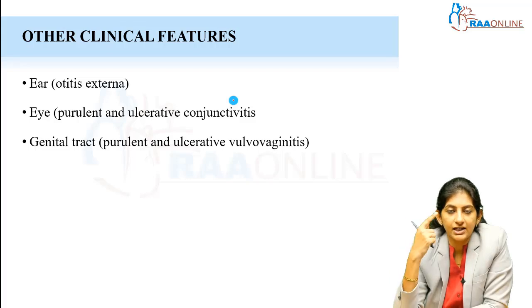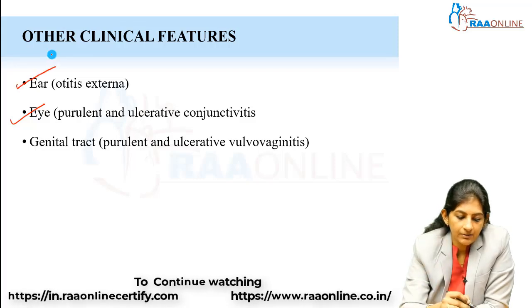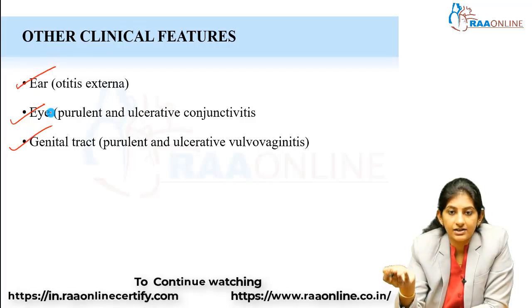And the other clinical features, as I already told you: not just the respiratory mucosa, it can involve other mucosa. It can involve the eye, so there can be purulent and ulcerative conjunctivitis. It can involve the ear, so it can cause otitis media. It can involve the genital tract, so there can be vaginitis; vulvovaginitis is common.